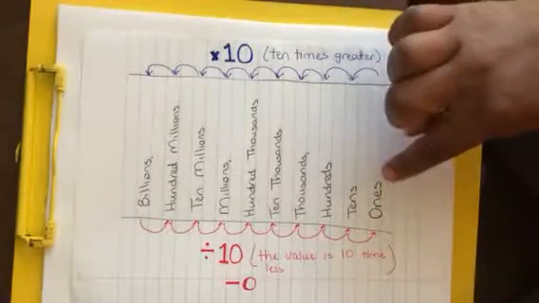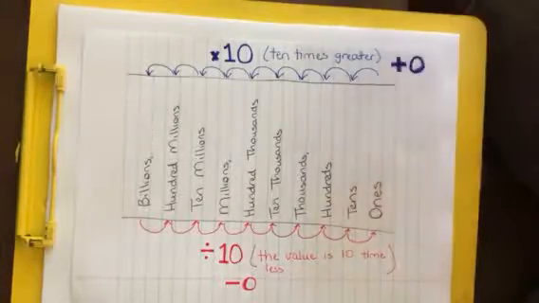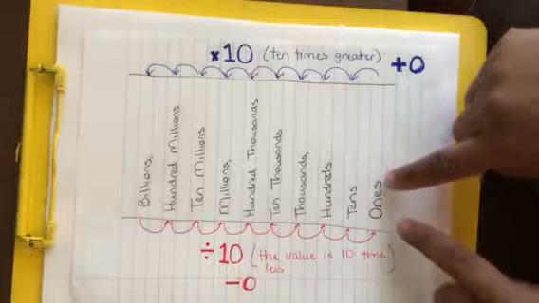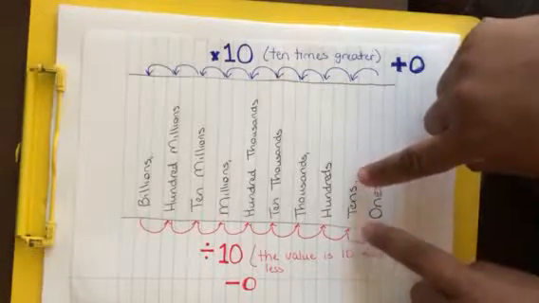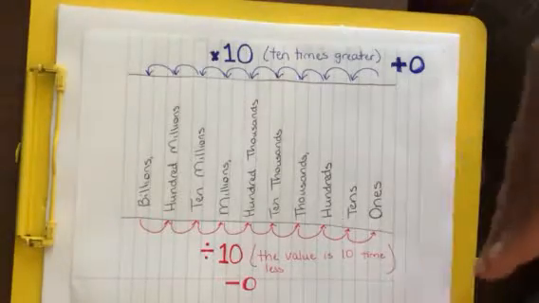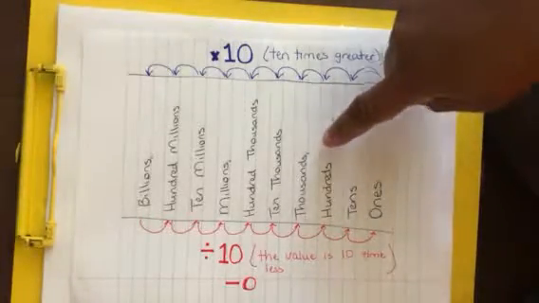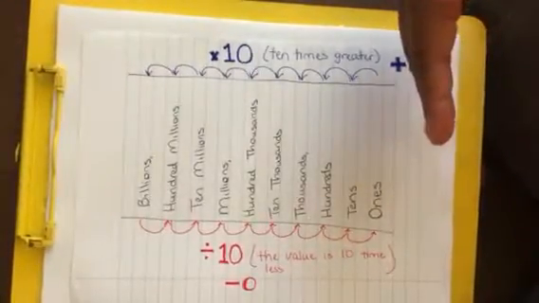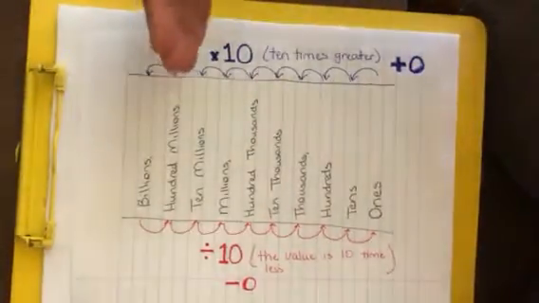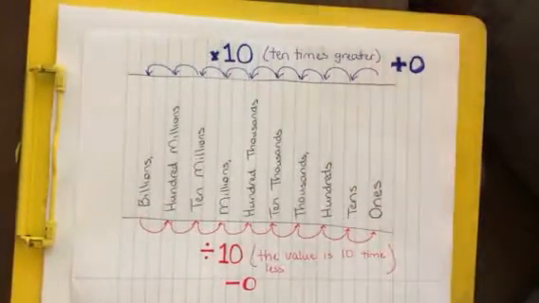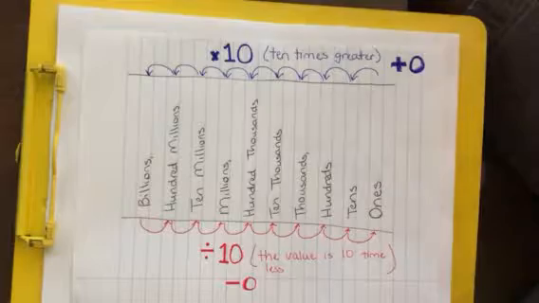So if I have a digit in the ones place and I'm looking for 10 times the value of that digit, 1 times 10 is 10. If I'm looking for 10 times as much as a digit in the tens place, 10 times 10 is 100. So as you go from a lower place value to a higher place value, your value is going to increase. So you'll just be adding a zero essentially.